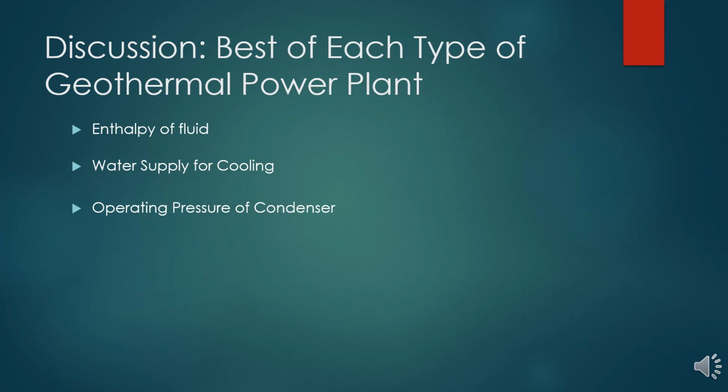Having a lower operating pressure of the condenser can also increase efficiency, since this pressure is the exit pressure of the turbine. This is why in option 3 of the dry steam plant and flash steam plant, the operating pressure of the condenser was lowered. It was done to show how it would affect the efficiency of the plant. By doing so, it eliminates the need for a cooling tower, which was previously needed to lower the temperature of the waste fluid to below 40 degrees Celsius.